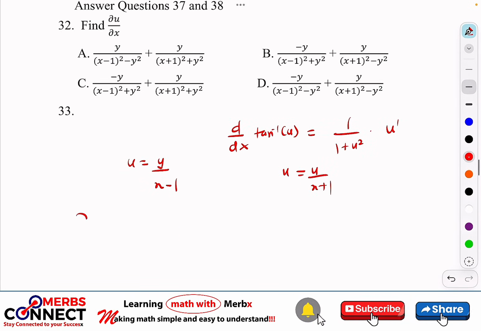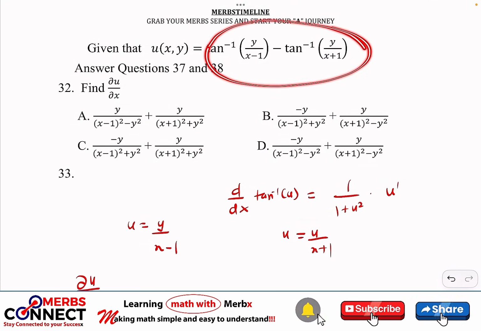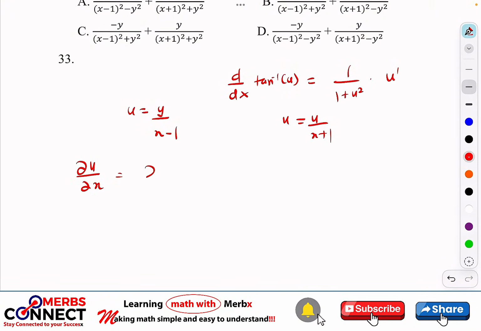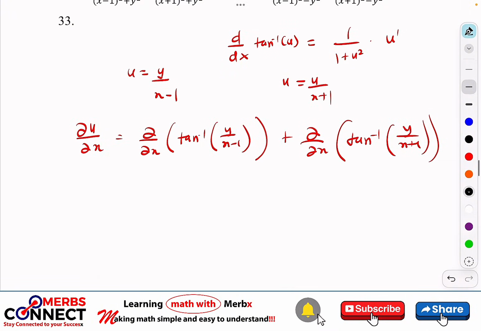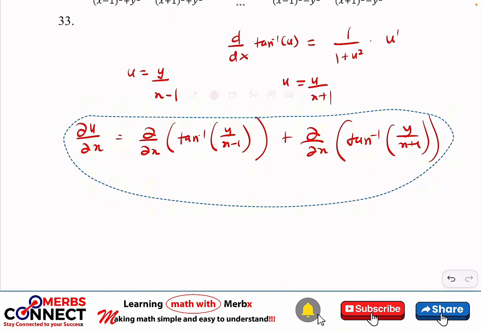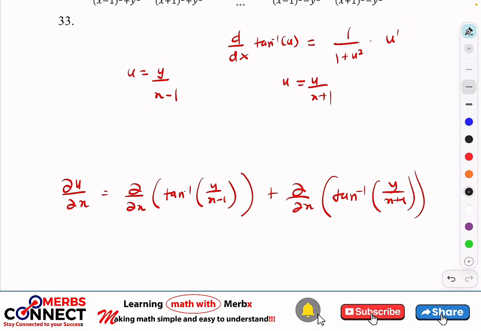Now we need the partial of u with respect to x. So we want to differentiate this with respect to x. Great. So this one is going to be the partial of tan inverse of y over x minus 1, plus the partial with respect to x of tan inverse of y over x plus 1. This is going to be a lot to work with, but we are not scared. Why? Because we have the formula here. Since we know this, we are okay. That's why we need u and we need u prime, so we can find u prime here. But this is partial. We need the partial with respect to x.